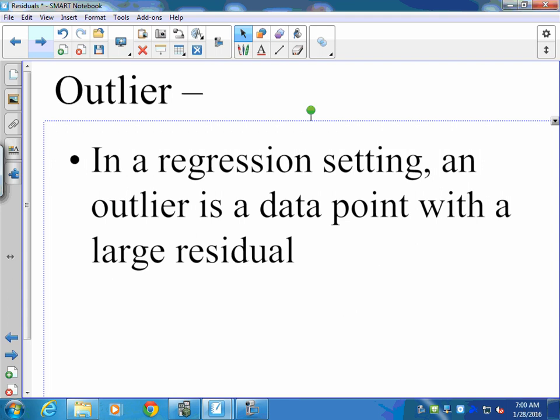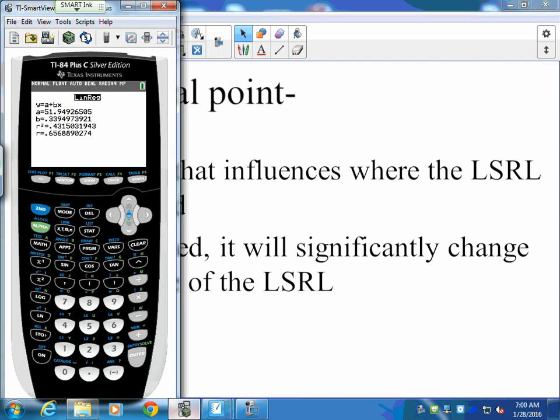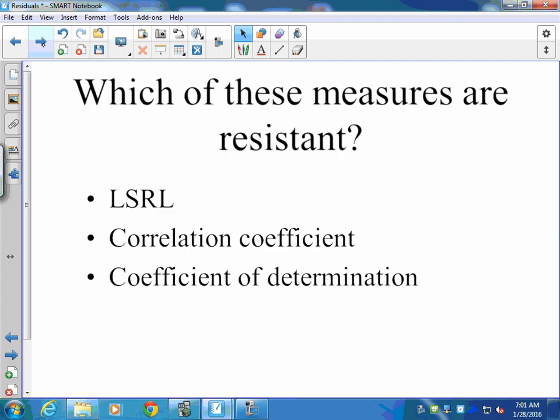In a regression setting, an outlier is a data point with a large residual, and an influential point is a point that when we remove it significantly changes the slope of the least squares regression line. So if we go back to this calculation, our slope originally was 0.460, and now our slope is 0.339. So taking that point out really decreased the slope of this line overall.